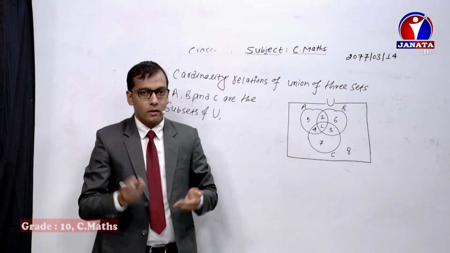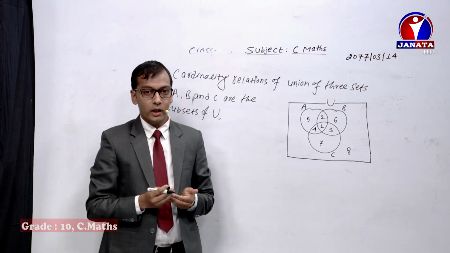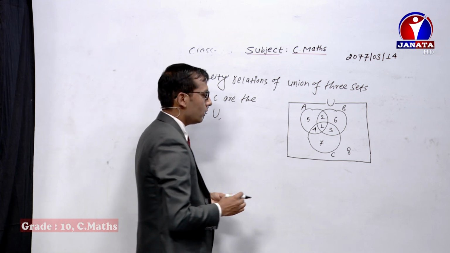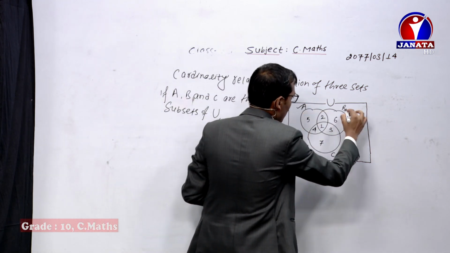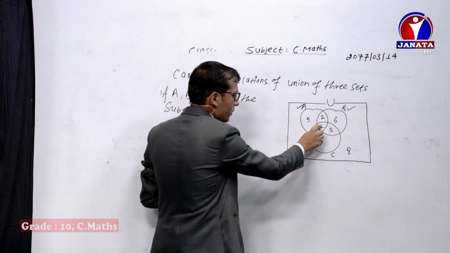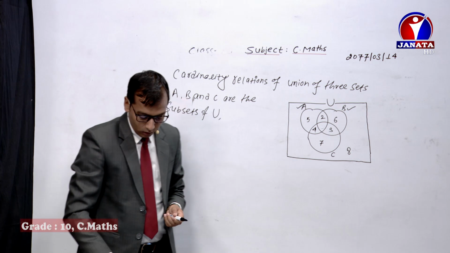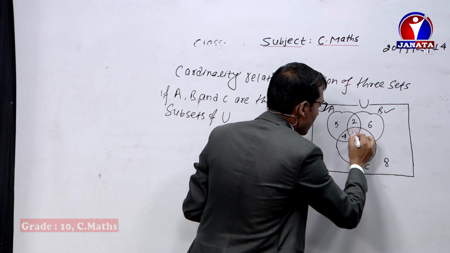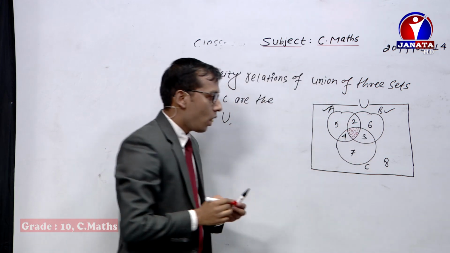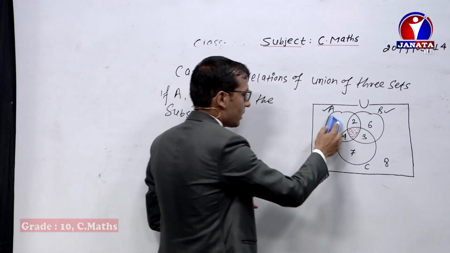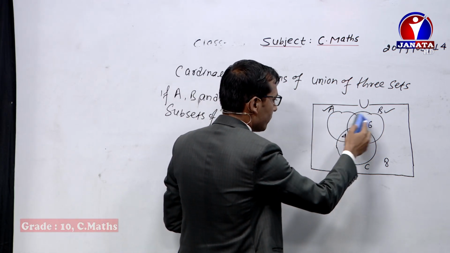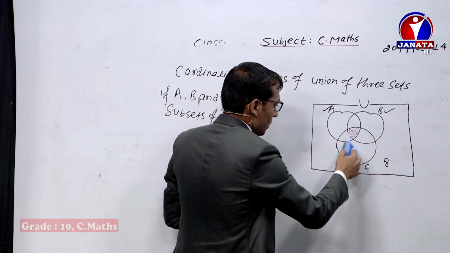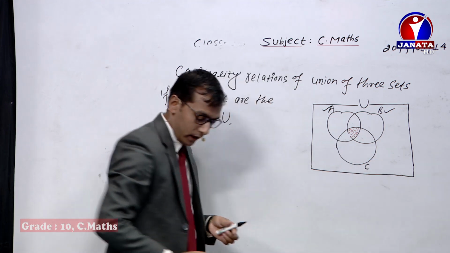Like in two sets, by what symbol we denote intersecting region? N of A intersection B. Similarly, here are three sets A, B and C. So we denote this part, the common region of all three sets, this red shaded region in the diagram, by N of A intersection B intersection C, because this is the common region of all three sets.